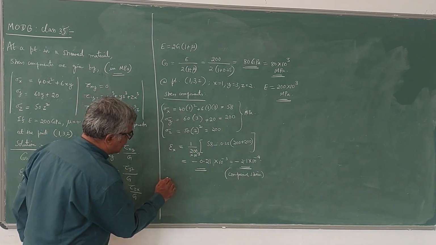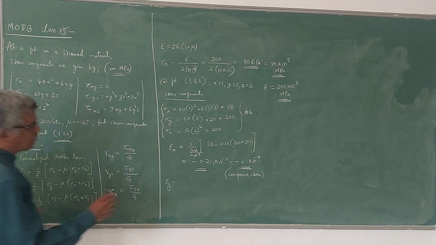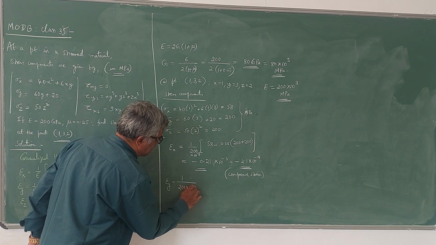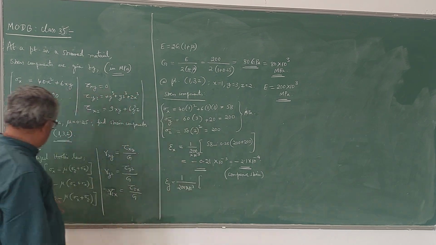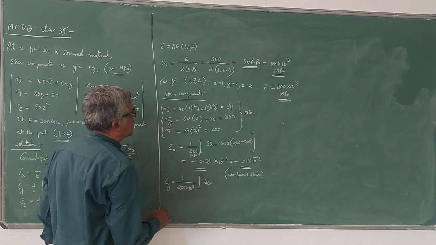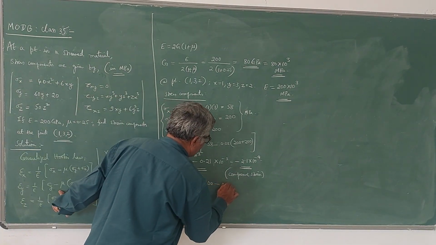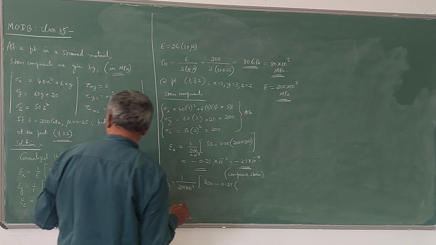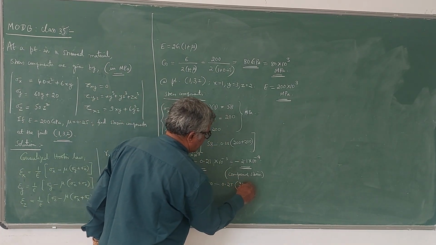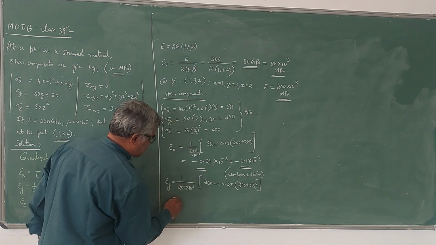Next, I will find out epsilon y. Epsilon y is using this formula, 1 by E. Once again, the denominator remains the same. 1 by 200 into 10 power 3 into sigma y. Sigma y is 200, minus mu, once again 0.25, into sigma z plus sigma x, 200 plus 58. So this is the value of epsilon y.